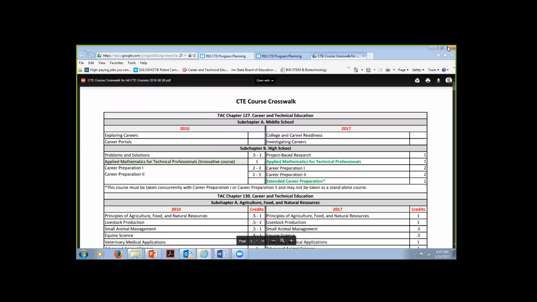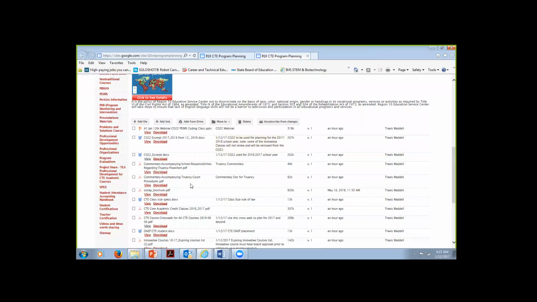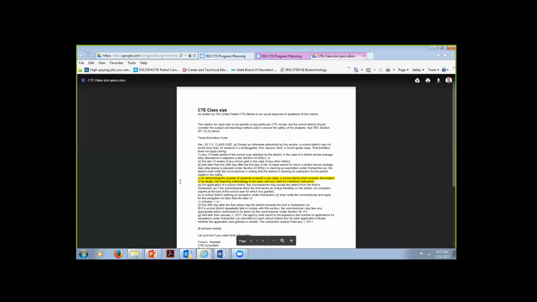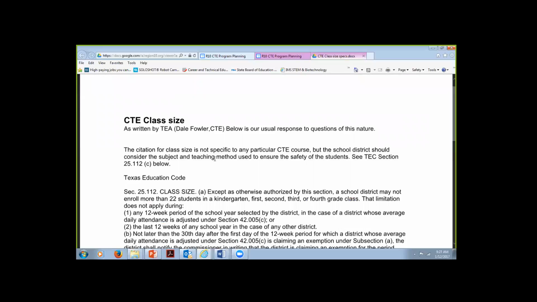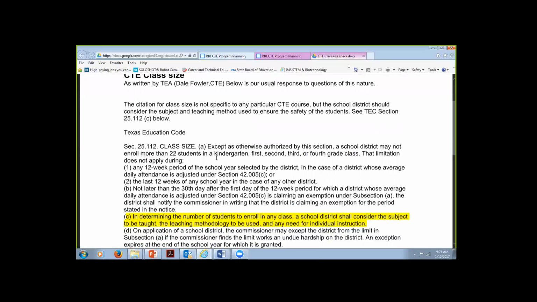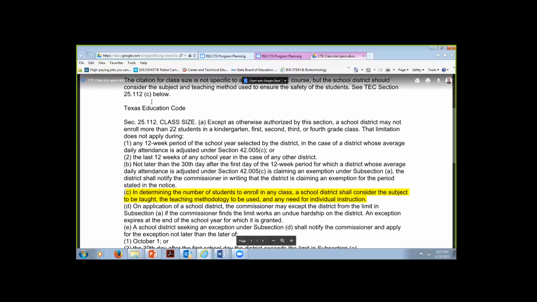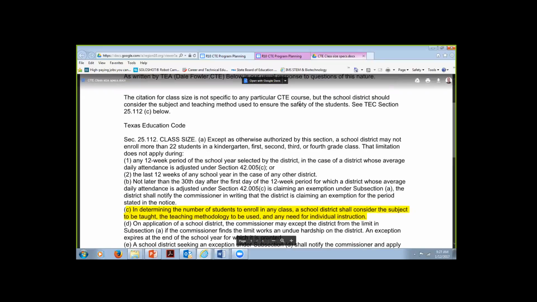Let me get out of the course crosswalk. So I'm going to close the current tab here. And then let's go to, real quick, let's talk about class size for a second. If you've ever had someone approach you and say, hey, I have too many kids in my class, that's not legal. This was written by Dale Fowler from CTE, from TEA, and this is the response that's given by TEA. It says the citation for class size is not specific to any particular CTE course, but the district should consider the subject and teaching methods used to ensure the safety of the students.